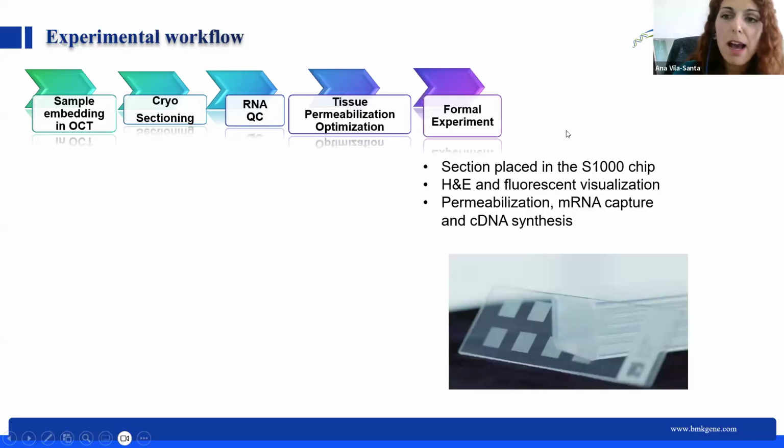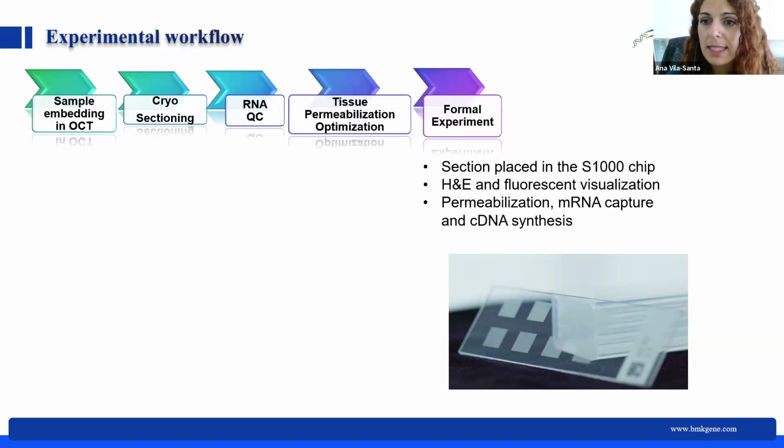So after these two, we have all the conditions gathered to then carry out the formal experiment. In this formal experiment, we have the S1000 or the S3000 chip, which is depicted here. You can see how it looks. We take a tissue section and we place it on the chip. We then have H&E staining and fluorescent staining, and we capture those images. Then we permeabilize the tissue, we capture the mRNA, and we synthesize the corresponding cDNA molecule, which, as you remember, will have the special barcode from each of the beads and also a UMI.